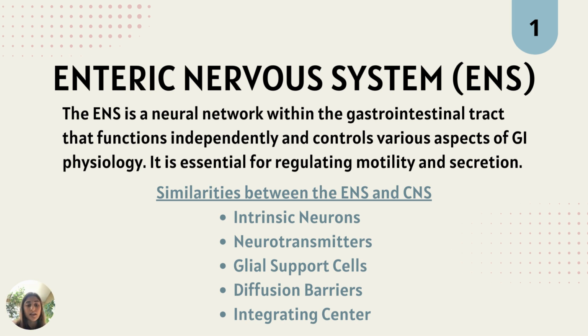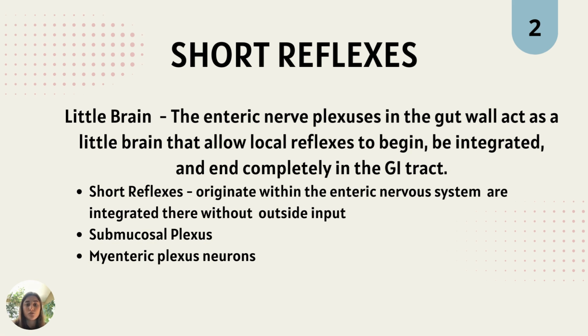So basically, the enteric nervous system is all in the GI tract and it tries to keep everything within the GI. So this leads to short reflexes, which are more locally controlled. This is like a little brain. So instead of having the brain and spinal cord, this is like a mini brain for the digestive system.